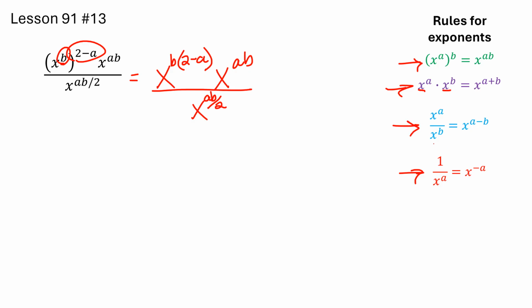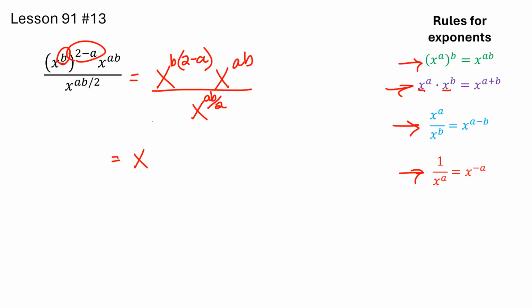You could use the second and third rules at the same time. You could add the exponents on the bases in the numerator and then subtract the exponent in the denominator. So you could just jump right in and say, okay, this is x to the b times 2 minus a plus ab. So I'm adding the exponents on my like bases, and then minus ab over 2, because I can subtract the exponent on that base in the denominator. But I'm going to go through it one step at a time just to make sure there is no confusion.